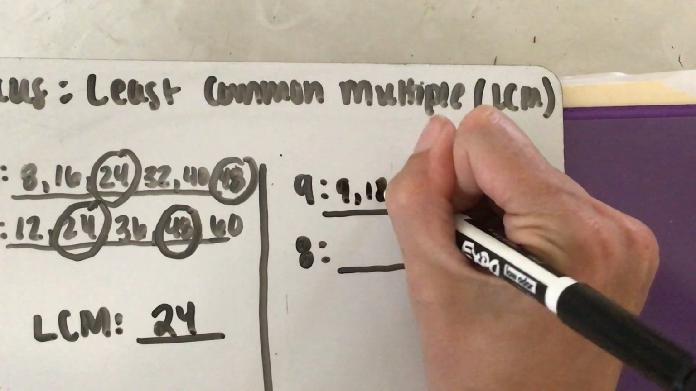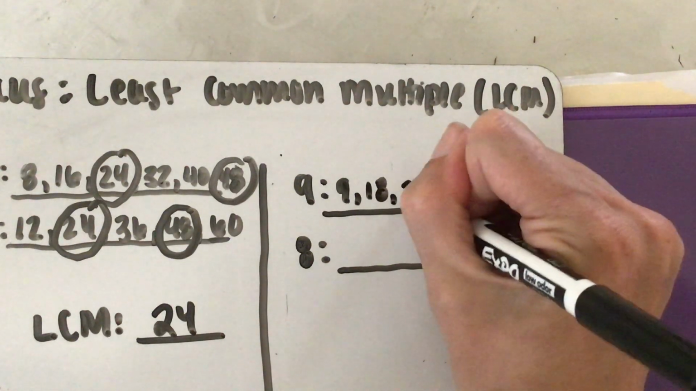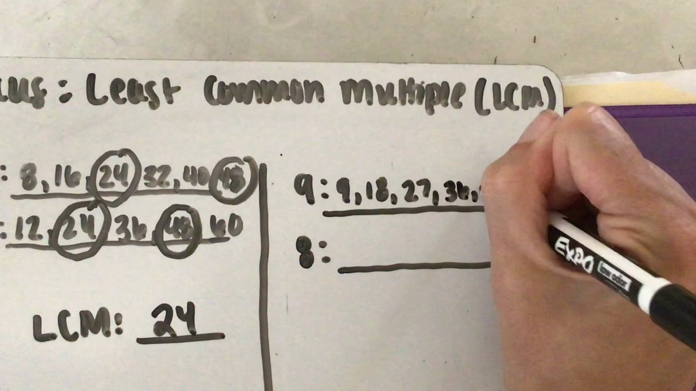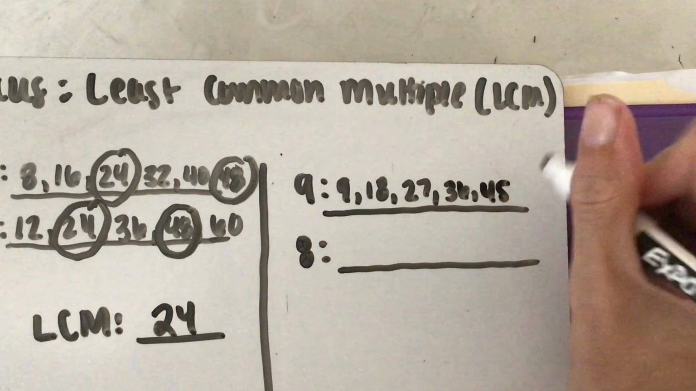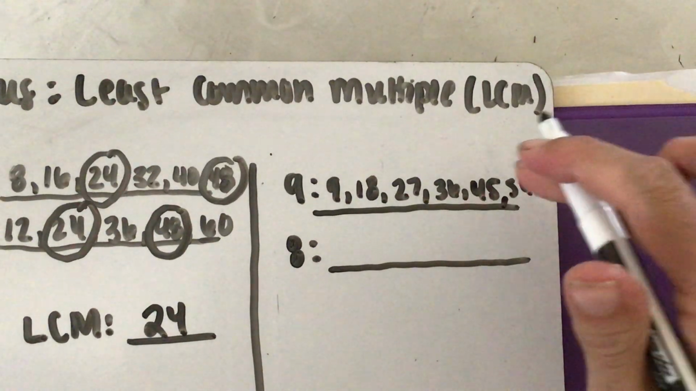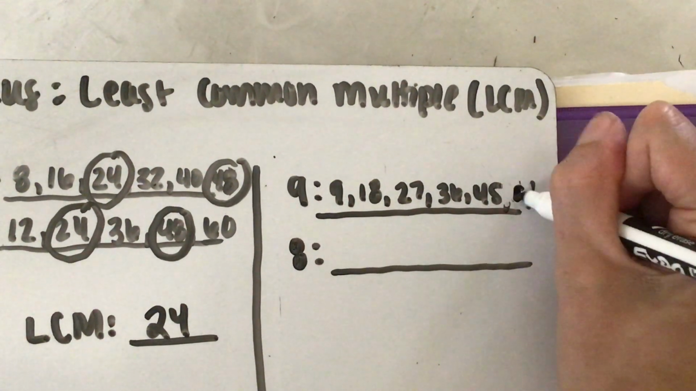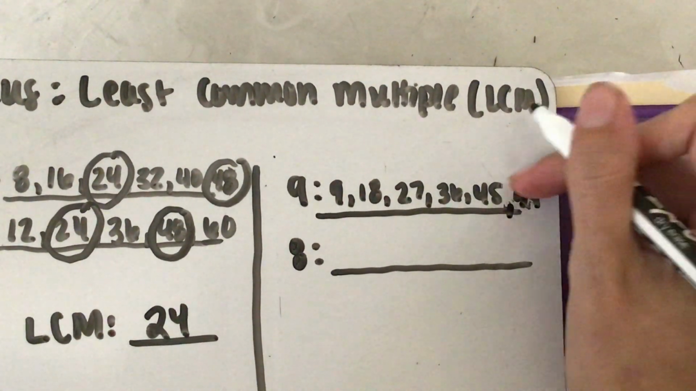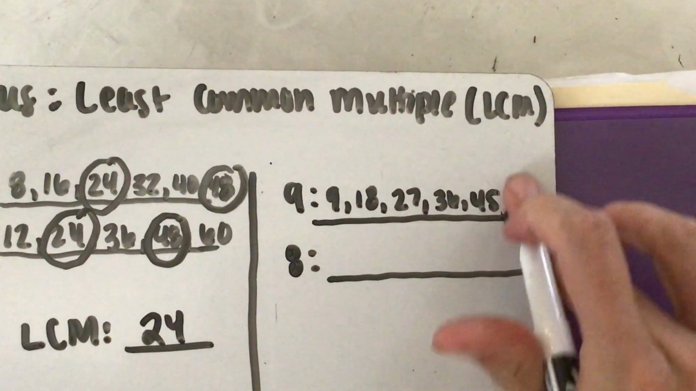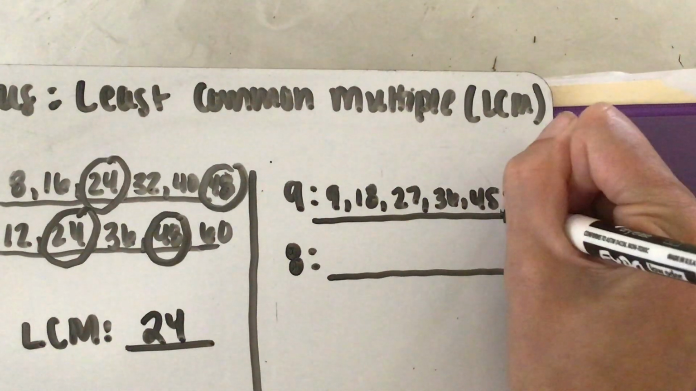9, 18, 27, 36, 45, 54, and I think I'll stop there because I'm running short on space. Sorry if that's tricky to read on my whiteboard.